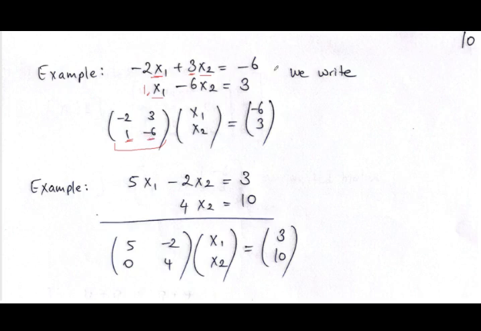And then the right-hand side is minus 6 and 3, so we put it as the right-hand side of this equation. As you see, since we know how to do multiplication, you can get back the equation itself. Because this is the first row, it will be multiplied with the first column, so you will have minus 2x1 plus 3 times x2, which is the first equation. And then if I multiply the second row with the column here, that gives me the second equation.